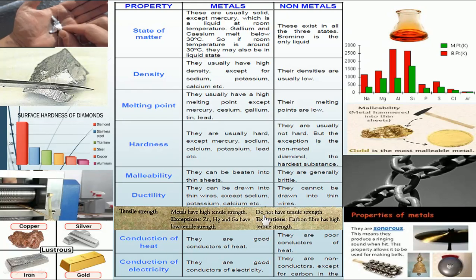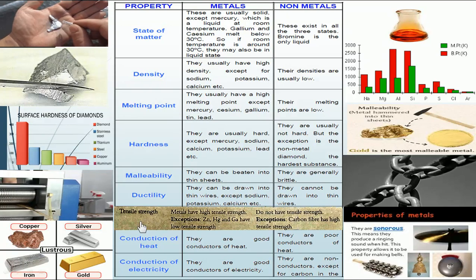So metals usually have high tensile strength, with the exception of zinc, mercury and gallium. They have a low tensile strength, but other metals have high tensile strength. That's why we use them for construction purposes and other machineries, industries like that.